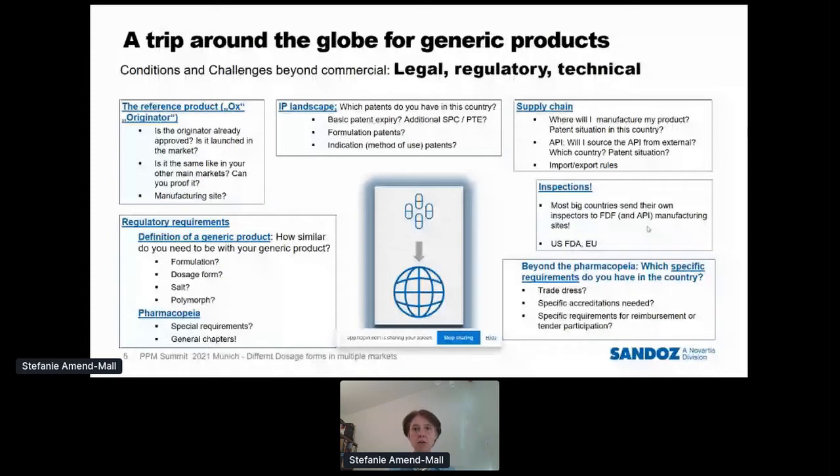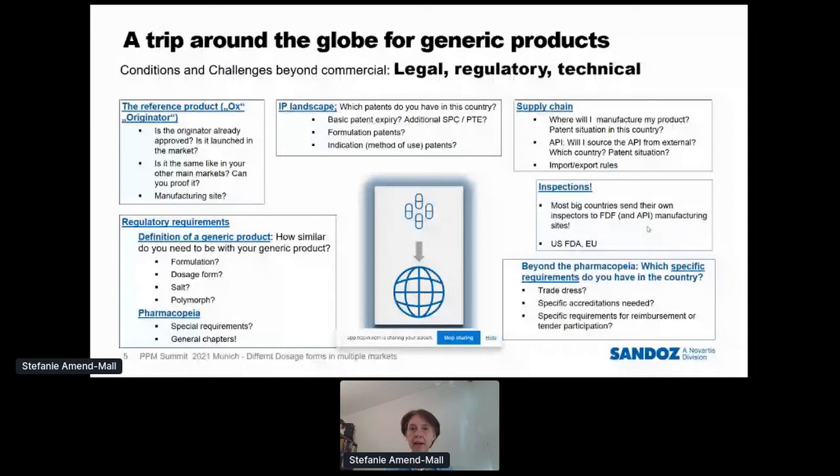Indication patents. So how is this market set up? If there's one indication protected by patent and two others not, can you go with a carve out, or is this from that country not possible because there are any rules against it? Supply chain is an important piece. So where will I manufacture my product?